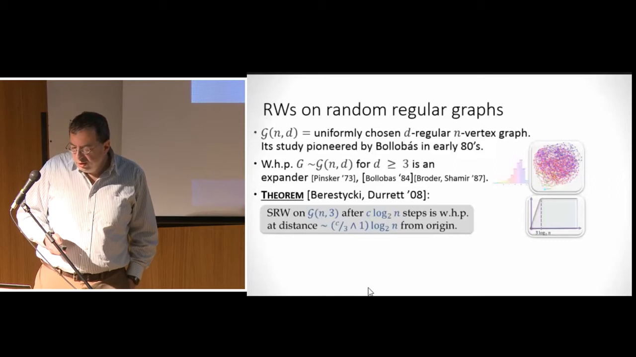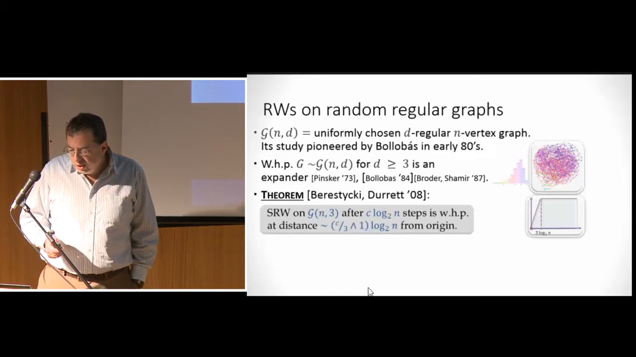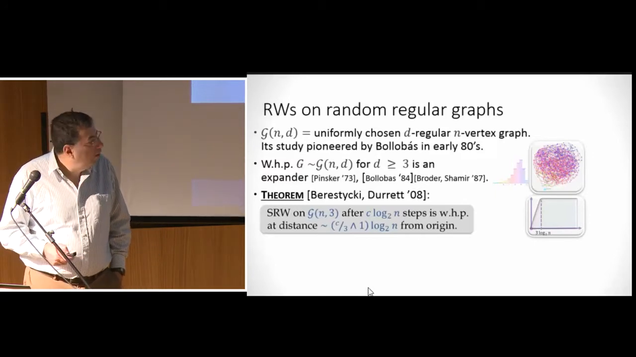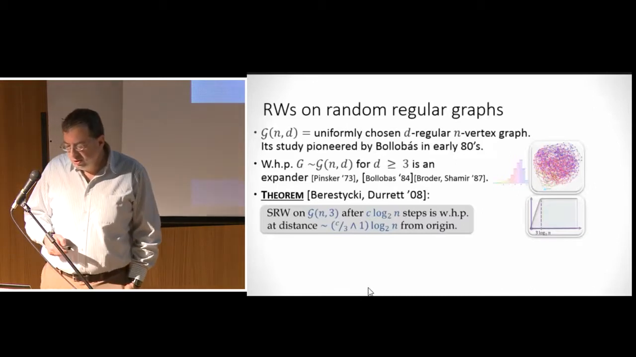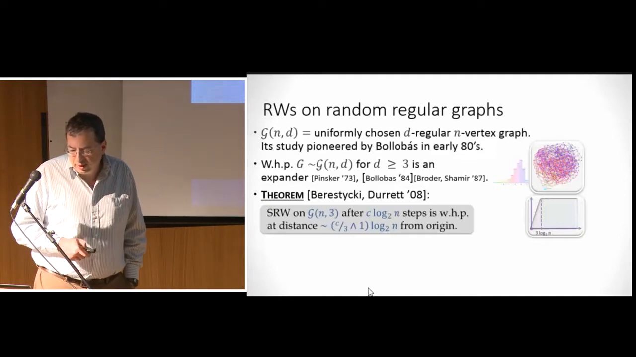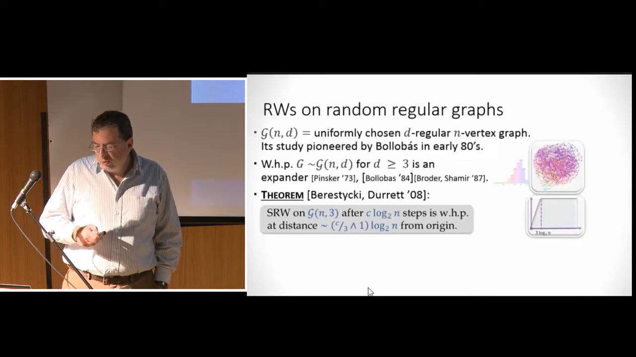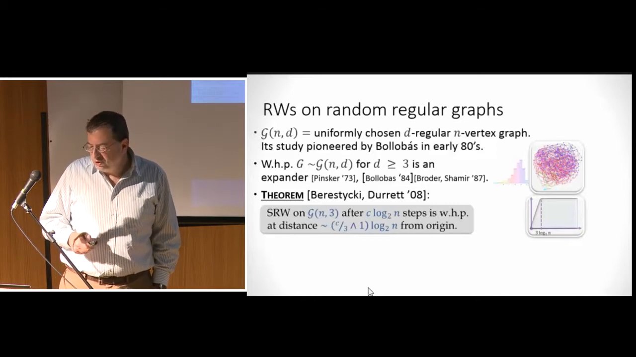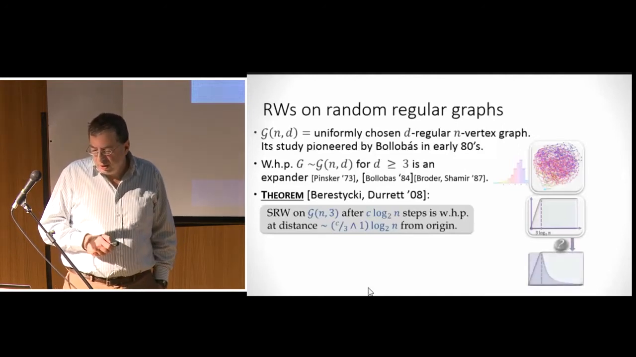On this question, one natural case to look at is a random d-regular graph. These have been known to be expanders since, well, Pinsker gave the first construction of a random d-regular graph that's an expander. A really uniform d-regular graph was analyzed by Bollobás, and in his work and the follow-up work of Broder and Shamir, it was shown that indeed the random d-regular graphs are expanders with high probability.